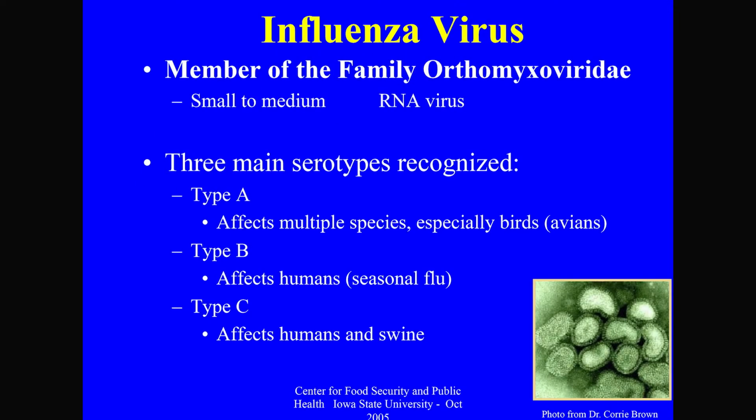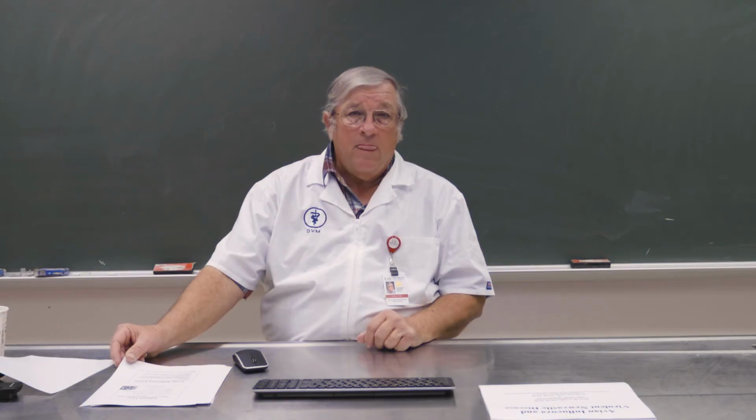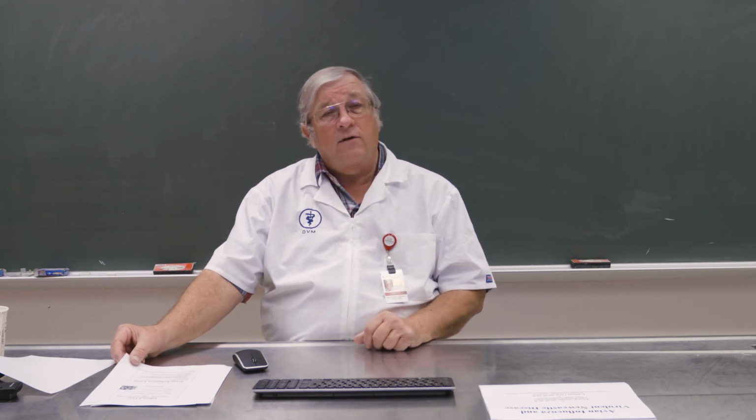If we look at the virus, the influenza virus is a member of the family Orthomyxoviridae. It's a small to medium RNA virus, and there are three main serotypes recognized. Type A, which affects multiple species, especially birds. Type B, which affects humans. Sometimes we refer to that as the seasonal flu. And type C, which affects both humans and swine. Oftentimes you may hear avian influenza referred to as bird flu.